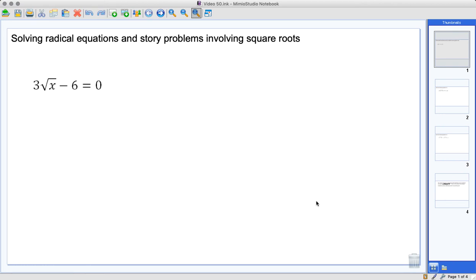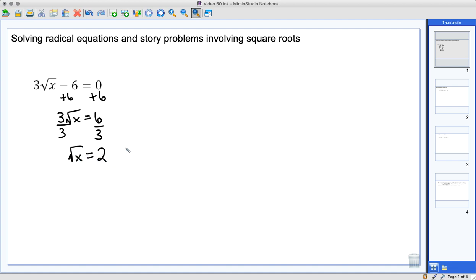All right, so this section talks about solving radical equations and story problems involving square roots. Just like if there was no square root, we were just solving it like a linear equation from last semester. We would add 6 over, so 3 square root of x equals 6. Divide both sides by 3, so we get square root of x equals 2.